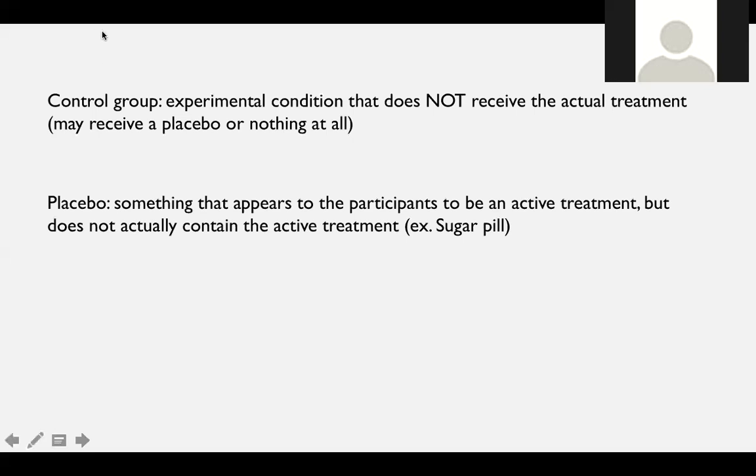active treatment. For example, if each group was given a type of pill, one group could be given a pill with the active treatment in it, and the other group could be given just a sugar pill that didn't have anything in it, but that would be the placebo.